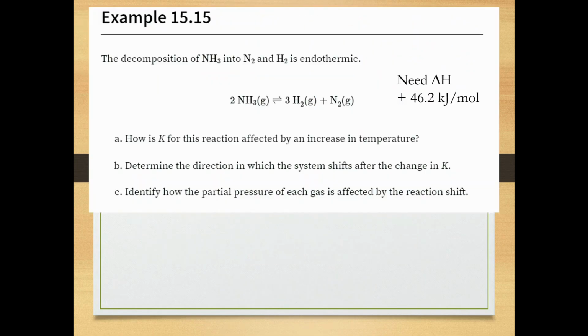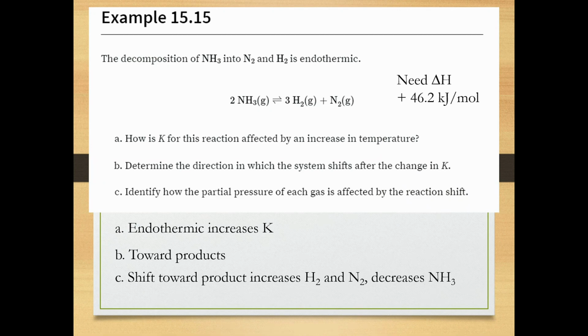Because as I increase the heat, I'm going to create more of these products. Because it needs the heat to react, so I'm going to create more products, which will increase my K value by increasing the numerator. After I change K, if I increase it by increasing the temperature, it's going to move towards the product. And the partial pressures will decrease the amount of NH3 I have and increase the amount of H2 and N2 that I create.